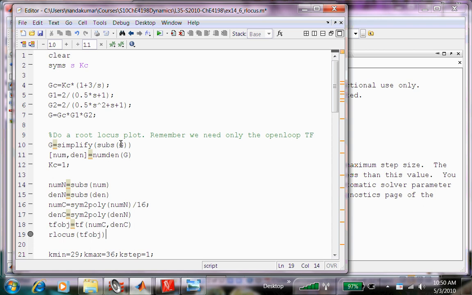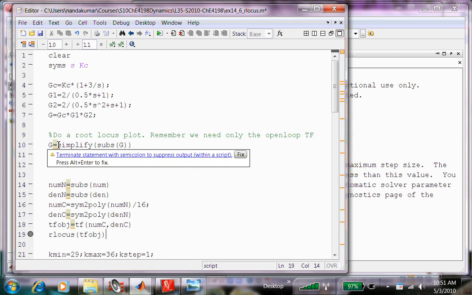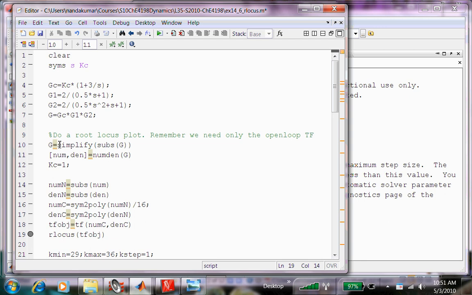Right. Good question. Is it doing anything there? It's redundant. Okay? The subs, what does subs do in general? If you have a numerical value, it substitutes the numerical value into a symbolic expression. But I have already defined all the numerical values there. So if you look at G before and after, you don't have any numerical substitutions. The simplify rearranges it, it could rearrange it as a ratio of polynomials. So your point is well taken. The subs is not needed there.